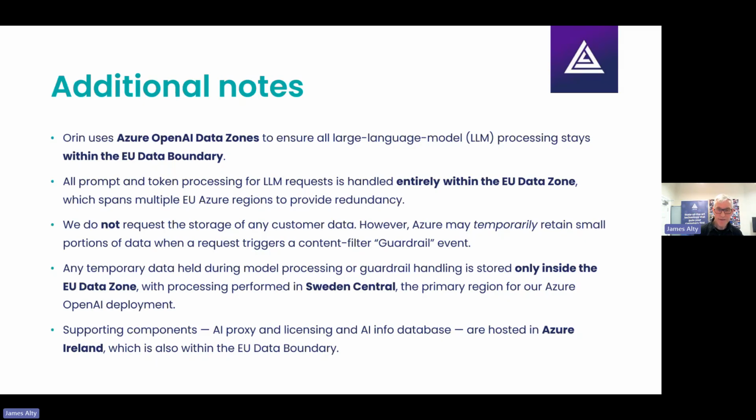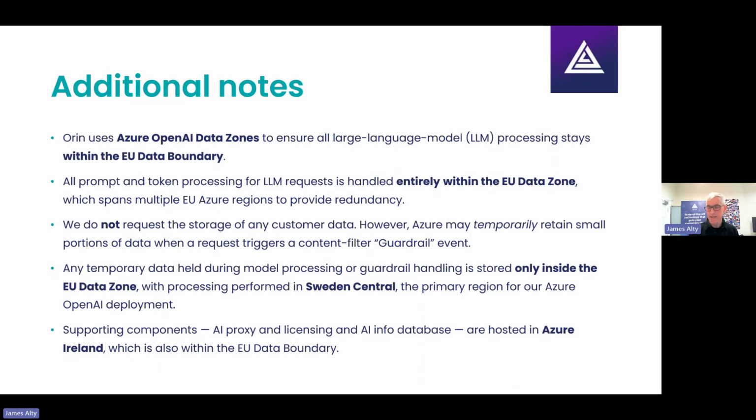So guardrails are the safety net. They are making sure Orin can't go off into inappropriate content in any way, or give inappropriate responses in any way. And that data, as it says, is held in the EU data zone in Sweden Central, and that's the primary region. Now, our users in Australia, we pass a minimum amount of data with the request.